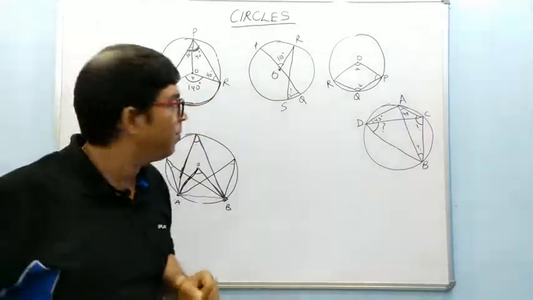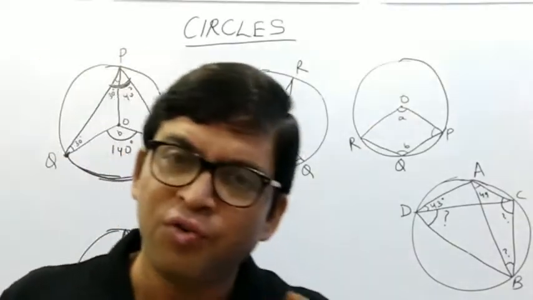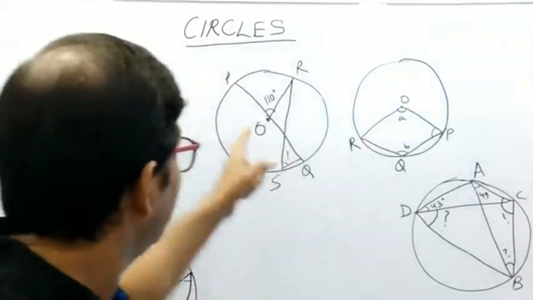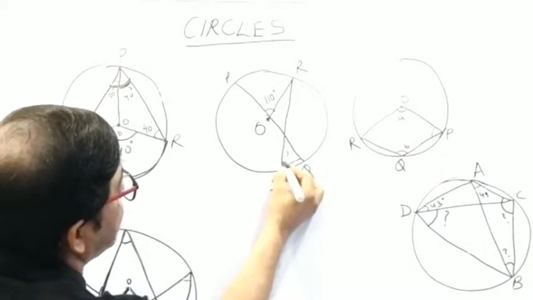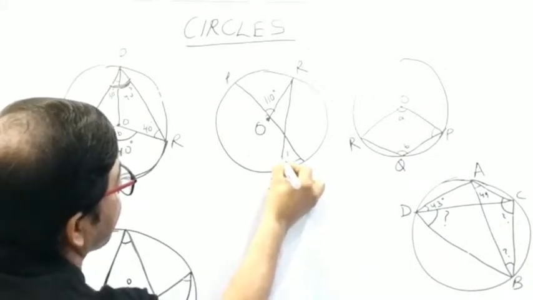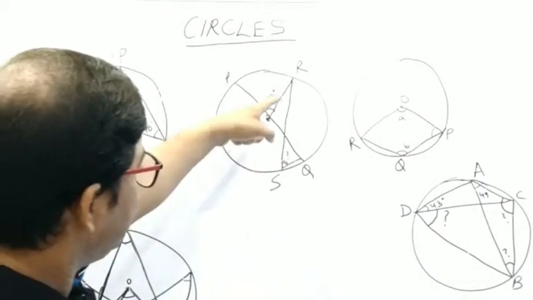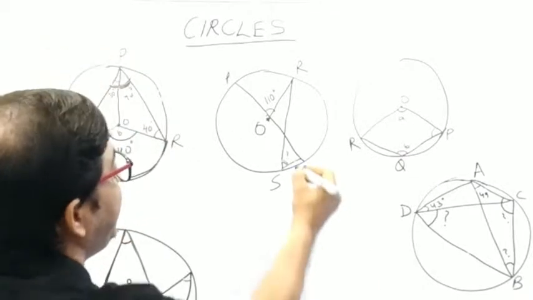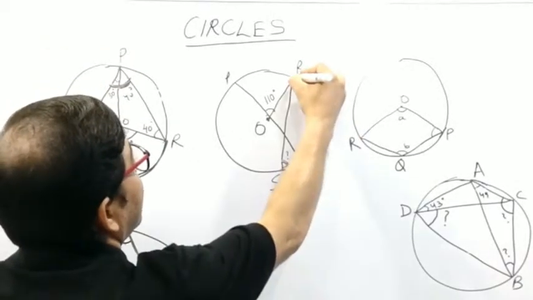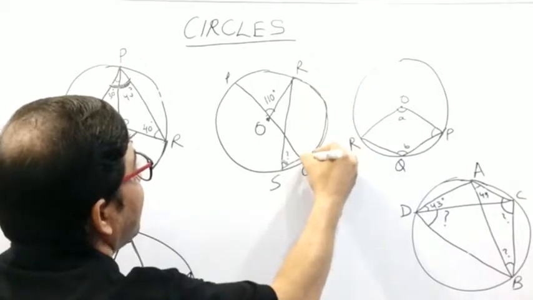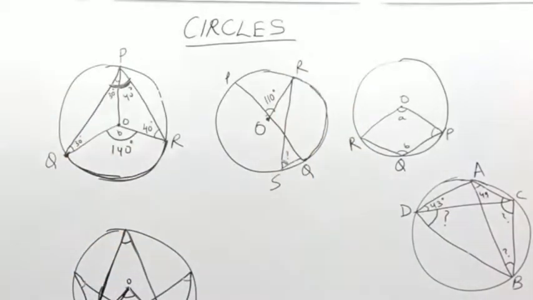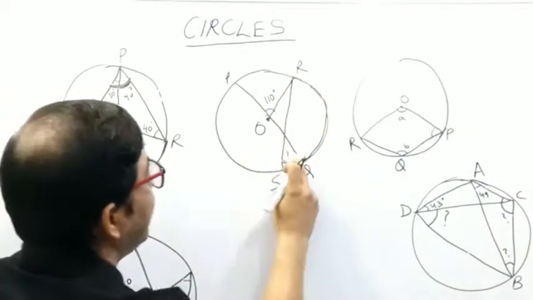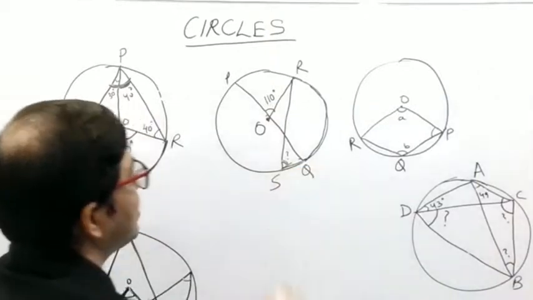Now jump to this question. The two things all the time I tell you: what you get and what you have to obtain. Two things very important. So I have to obtain the value of this angle. Yes? See, this angle, that means RSQ, is being made by the arc RQ. Now we have to say that RQ is making an angle at the circumference of the circle.